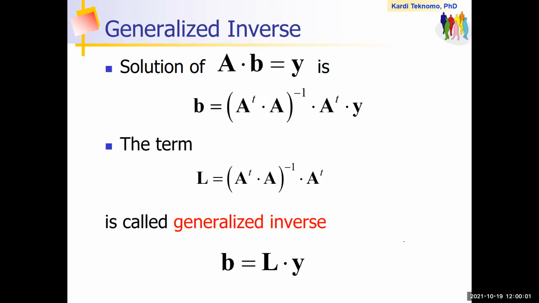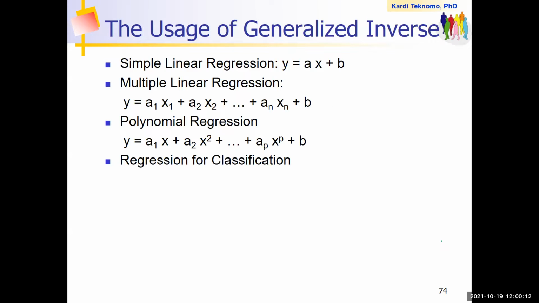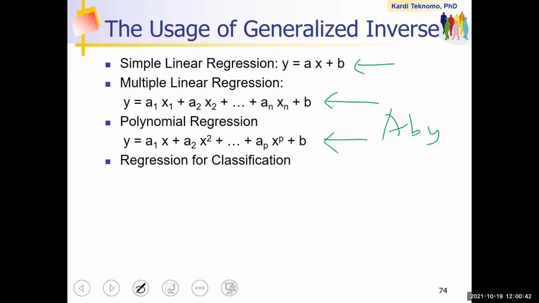Then how to get B? B is what? M and C a while ago, right? So it's just the multiplication of L and Y. Look at this. You can use the same formula with the generalized inverse for doing simple linear regression, something like this. You can also use the same formula for multiple linear regression. And then you can also use the same formula, A times B equal Y, for polynomial regression, and also for regression for classification as well. Wow, right? So the same formula you can use for any kind of regression.